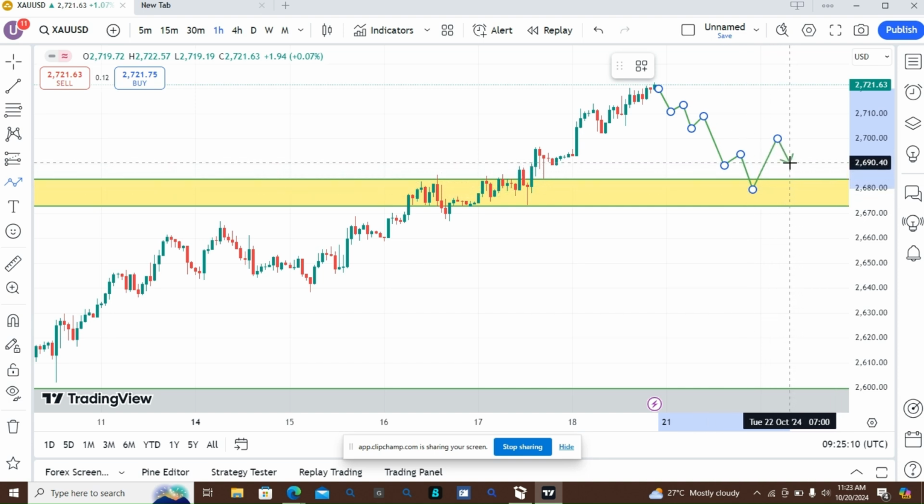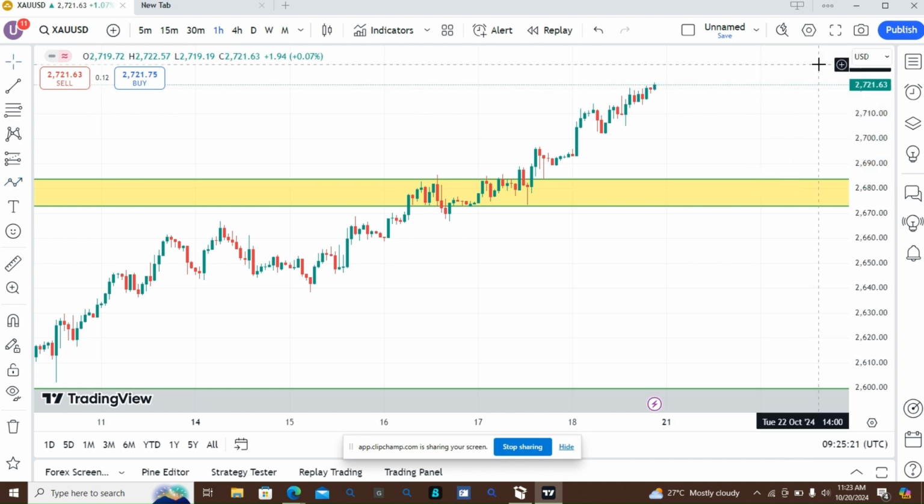Depending on the price action I'll be seeing here, then we'll buy from this zone and move the market to this zone. So this is exactly how we trade gold this coming week.